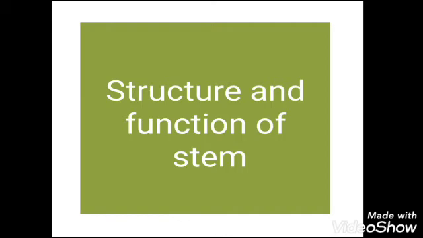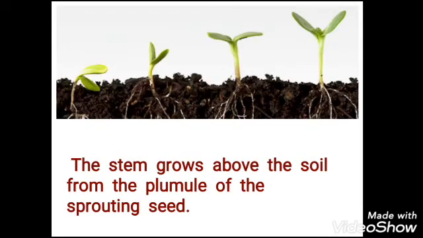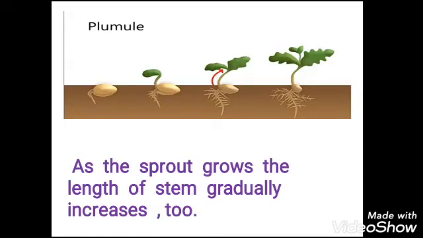Now we are going to learn the structure and function of the stem. The stem grows towards the direction of the sunlight. That means the stem grows above the soil from the plumule of the sprouting seed. As the sprout grows, the length of the stem gradually increases too.